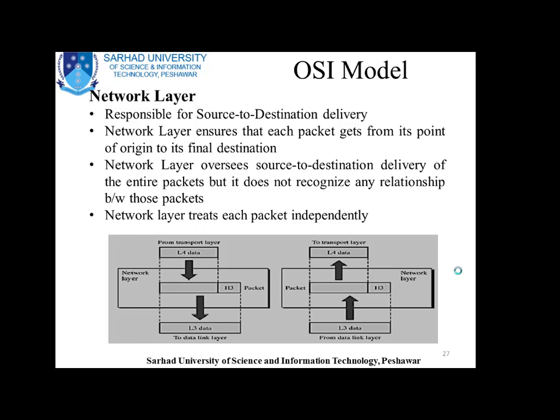Now coming towards the next layer, that is the network layer. The network layer is responsible for source to destination delivery. It also ensures that the packets get from their point of origin to their final destination, that means the transmitter and the receiver. These terms are basically denoting the transmitter and the receiver. So a network layer oversees the source to destination delivery of the entire packet, but the difference between this and the transport layer is that it does not recognize any relationship between those packets. For example, let's say all the packets are the same for this network layer, so it does not discriminate or differentiate between these packets.